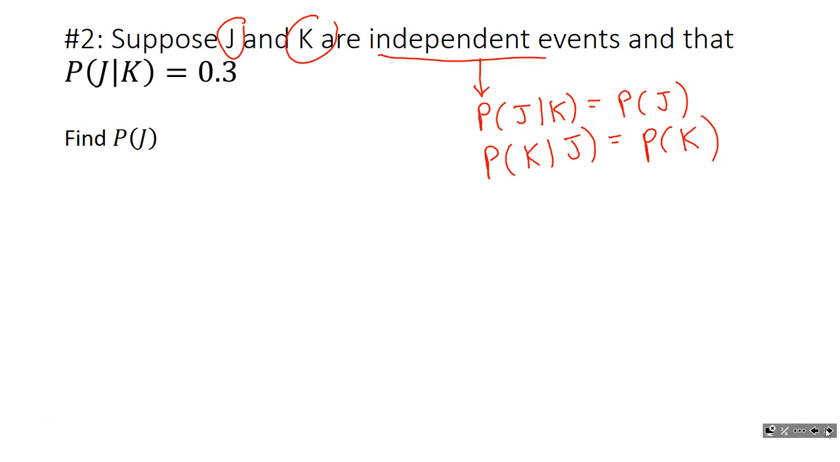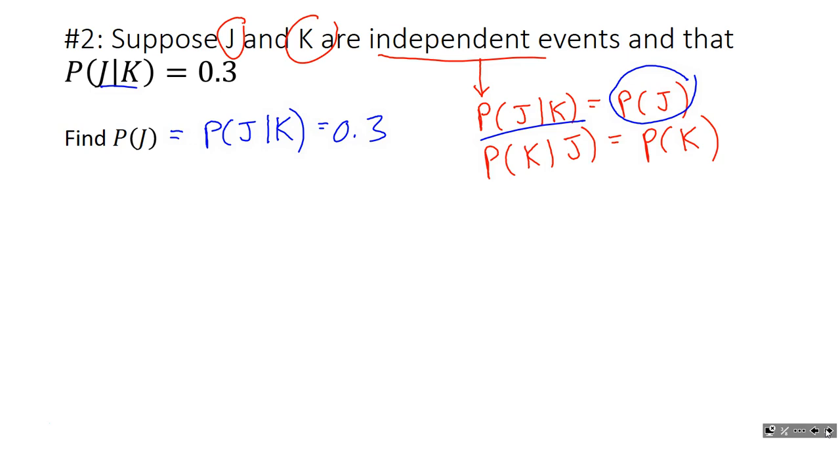And now let's tackle the problem in question here. Probability of J. Well, let's look at what we have to see if we actually are given the answer somewhere here. Well, there's a probability of J. So that's what we want to find. So notice we know that that equals the probability of J given K. And look, we're told that that equals 0.3.